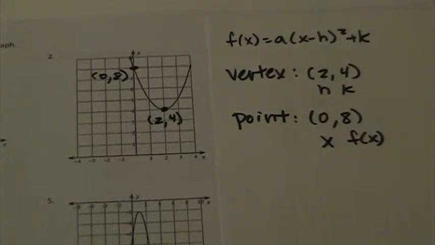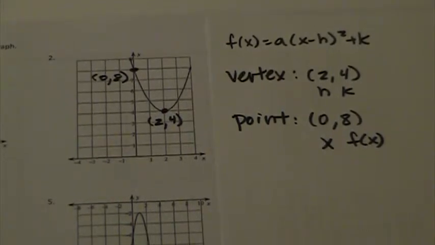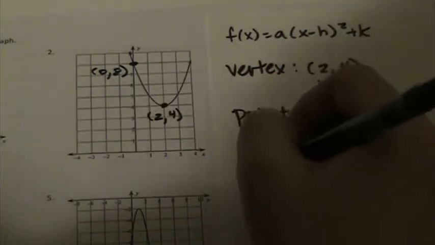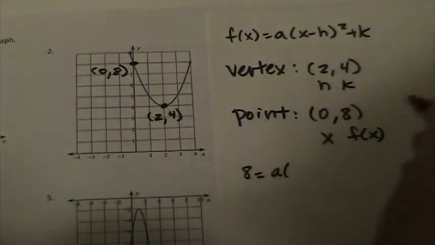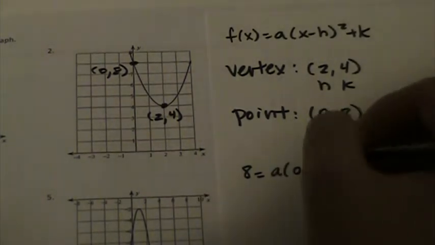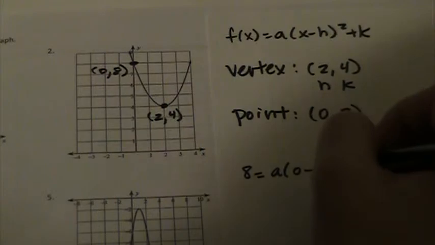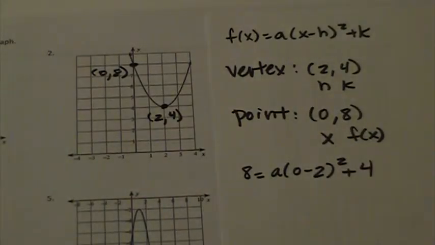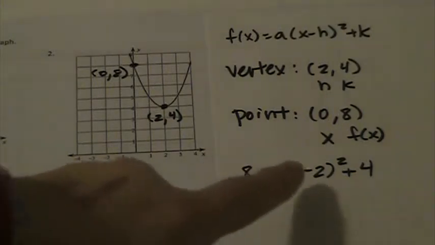So I'm going to plug in all this information so that I just have A left. So f of x is 8, A is going to stay A, and then x is 0, minus h would be minus 2 squared, plus k, which was 4. So now what I have is an equation that has one variable, so I can solve it. But before I can start solving, I need to simplify what I have here.